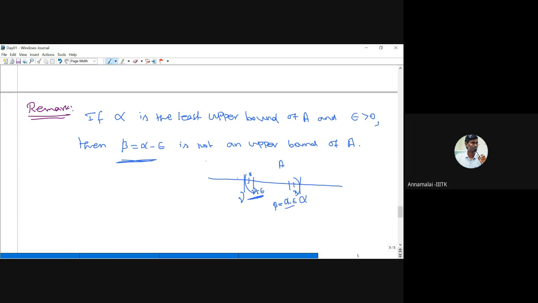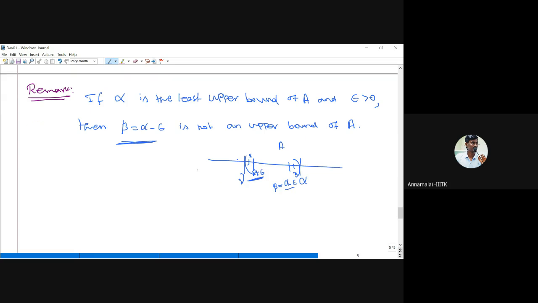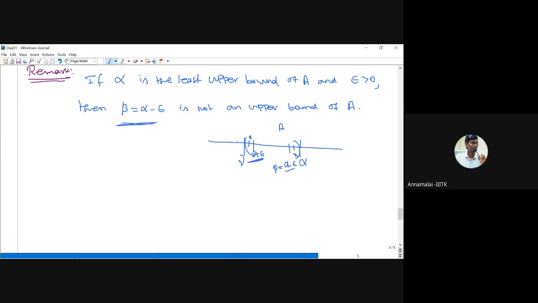Suppose one upper bound is a member of the set, that upper bound should be a least upper bound. So I already said that an upper bound need not be a member of the set. Suppose at least one upper bound is a member of the set, that upper bound should be a least upper bound. That is the first remark.